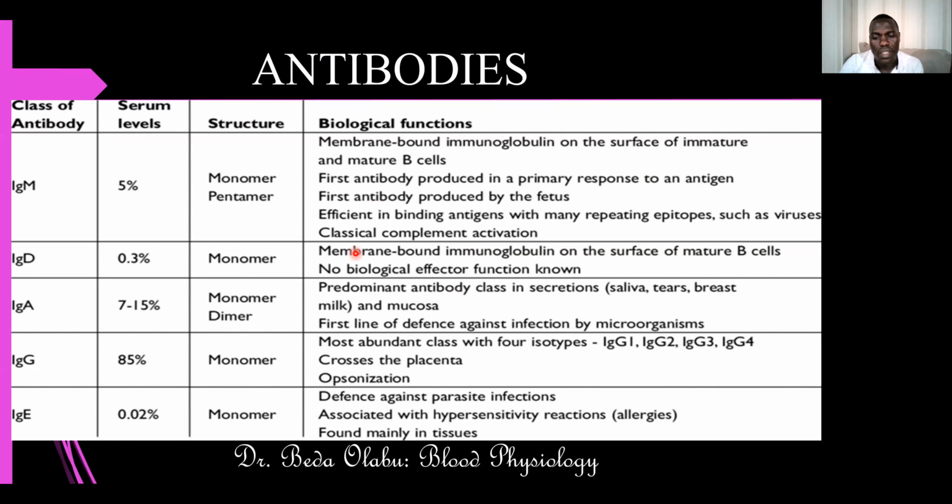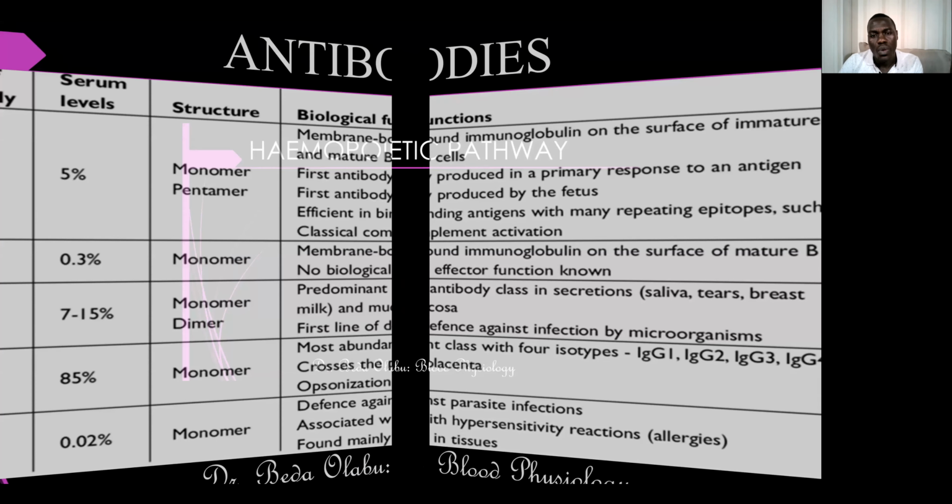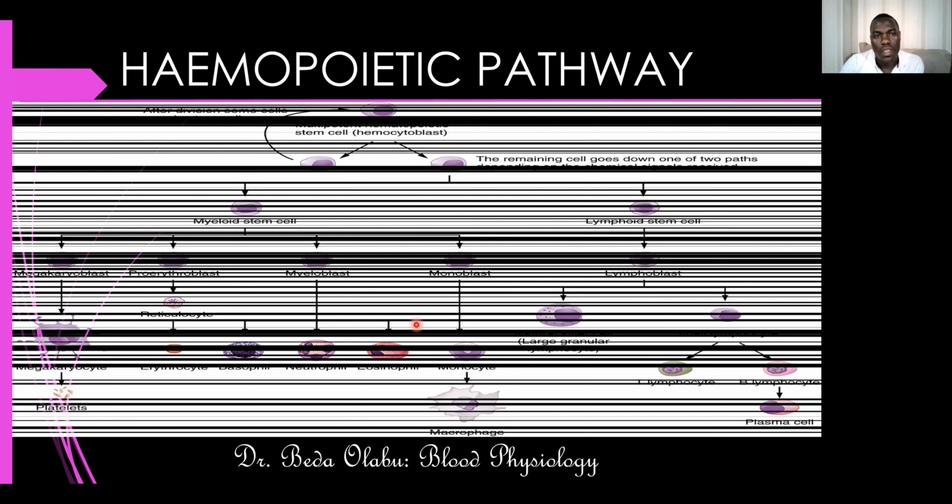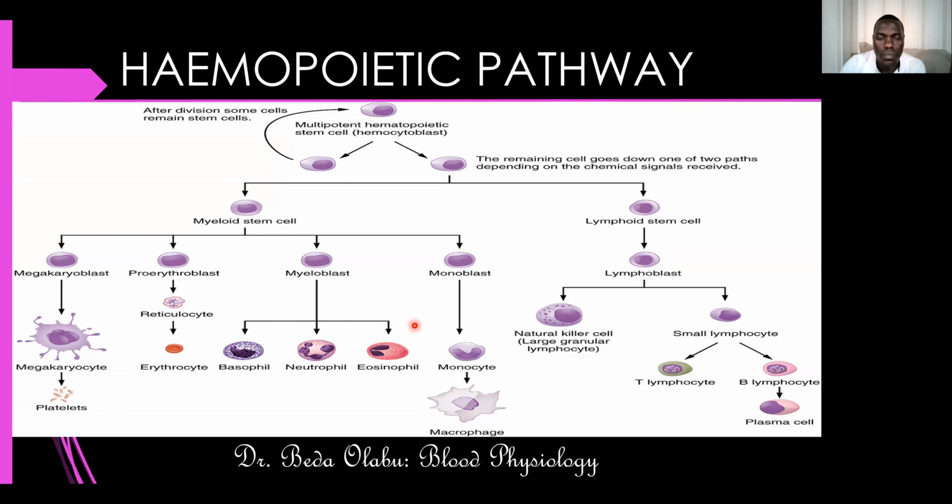I think I've already taken you through that. Let's finish with the hemopoietic pathway. So this is the pathway of formation of blood cells. All blood cells are being formed from the bone marrow. We've agreed on that. The stem cell that forms the blood cells primarily differentiate into two lineages. We have the myeloid series and the lymphoid series. The lymphoid series is the one that gives us the lymphocytes. All of them, the lymphocytes, come from the lymphoid stem cell.